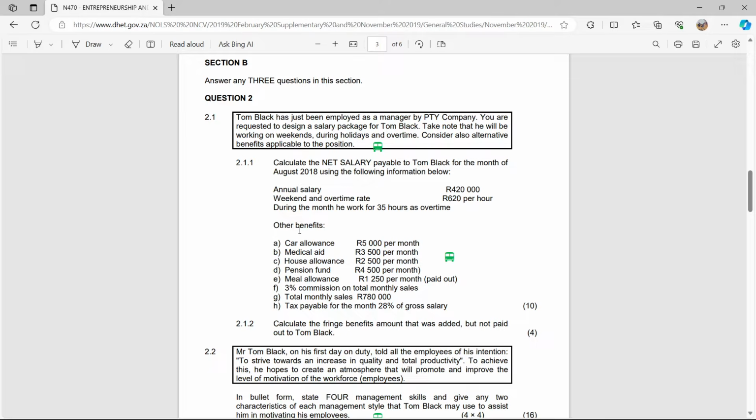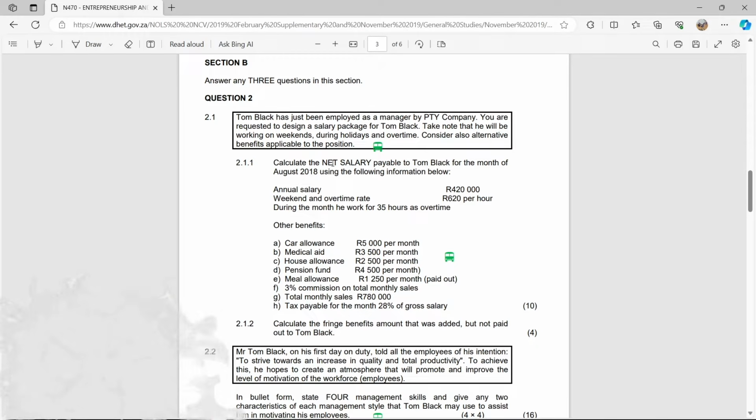So we are also told that Tom Black is entitled to benefits, right? And what are those benefits? We have car allowance, we have medical aid, house allowance, pension fund, meal allowance, 3% commission on total monthly sales. Total monthly sales is 780,000 rand, and we have a tax payable for the month, which is 28% of the gross salary, right? And this is all for 10 months, right? So there's a number of calculations that will be basically happening here, right?